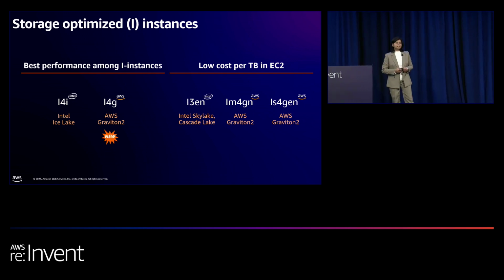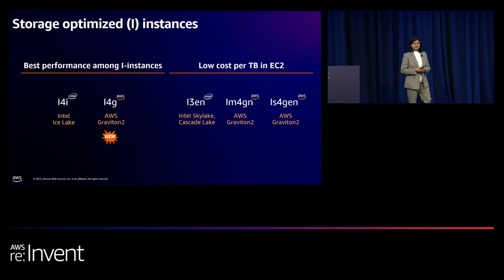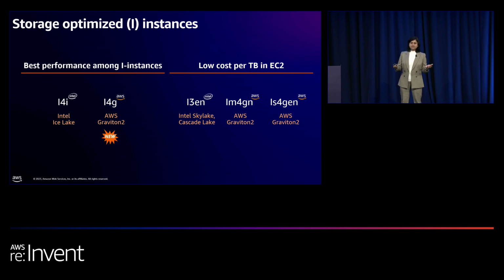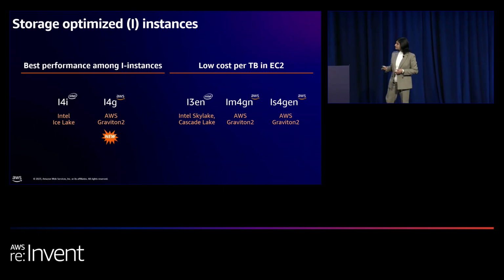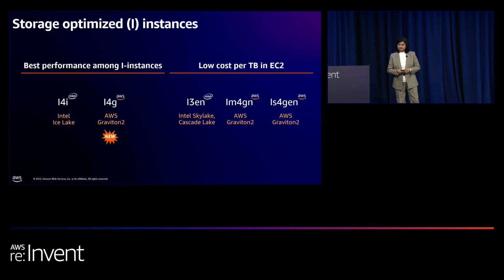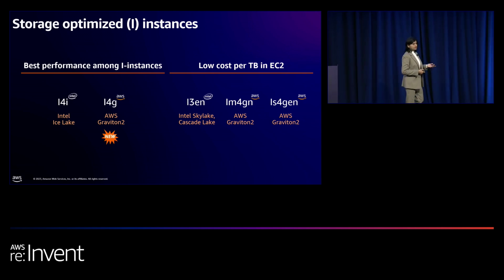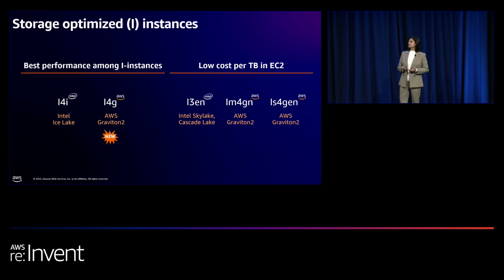So speaking of the storage optimized instances, let's go over the portfolio. Within the storage optimized family, we got 5 different types of instances, and they are all, again, categorized between 2 categories. One is a best performance category among the I instances. The other one is a low cost per terabyte. So the best performance category has I4I and I4G. I4I is Intel-based, and I4G is Graviton2-based. I4G is actually fairly new. We recently launched it earlier this year. And in the low cost per terabyte category, we got I3EN, which is Intel-based, and IM4GN and IS4GEN, which are Graviton2-based.